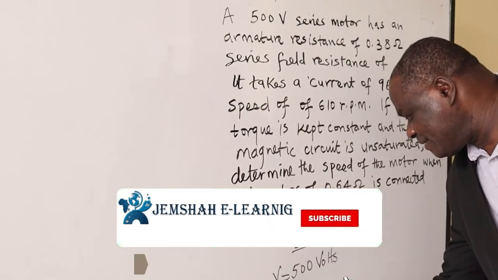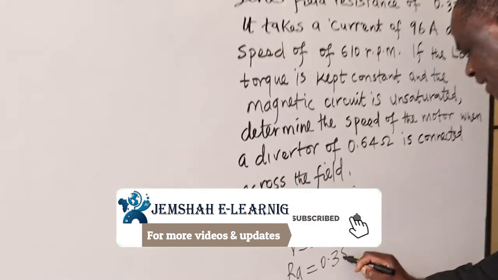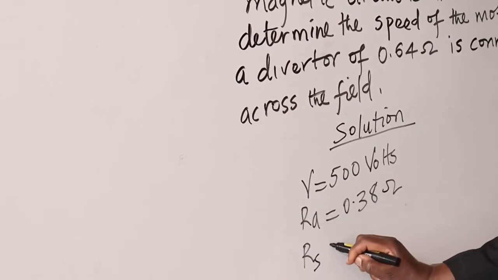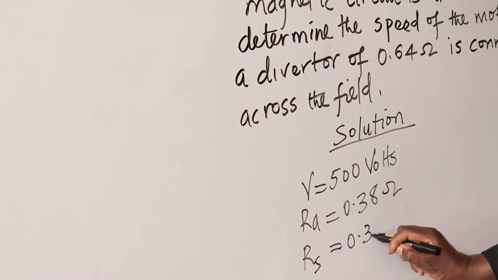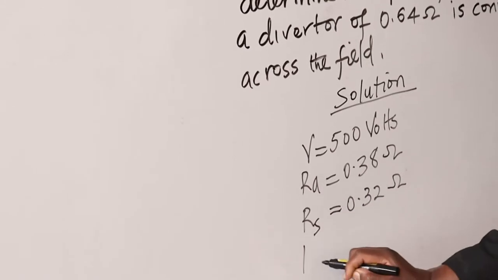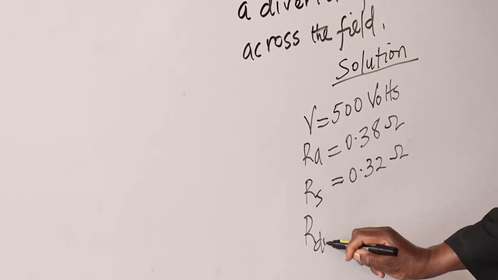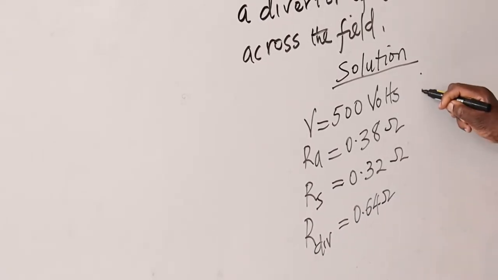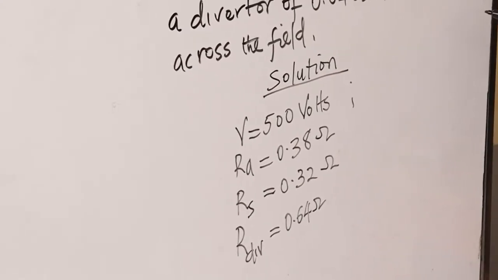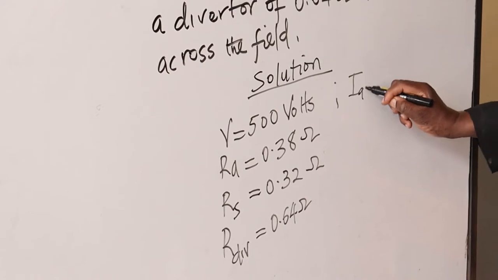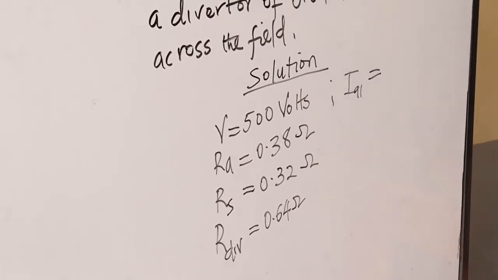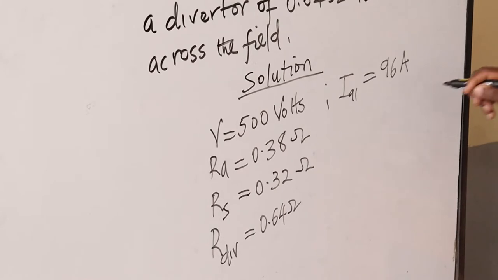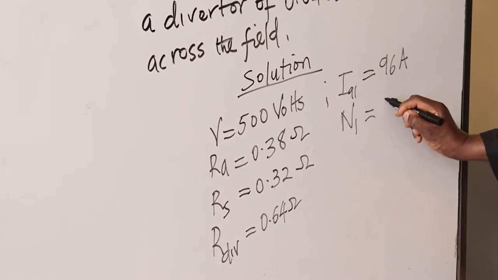We are given RA, 0.38 ohm. We are given RS, series field resistance, 0.32 ohm. We are given RD, the diverter resistance, 0.64 ohm. We are also given IA1, current taken from the supply, which moves up to the armature. This is 96 amp. We are given N1, 910 RPM.